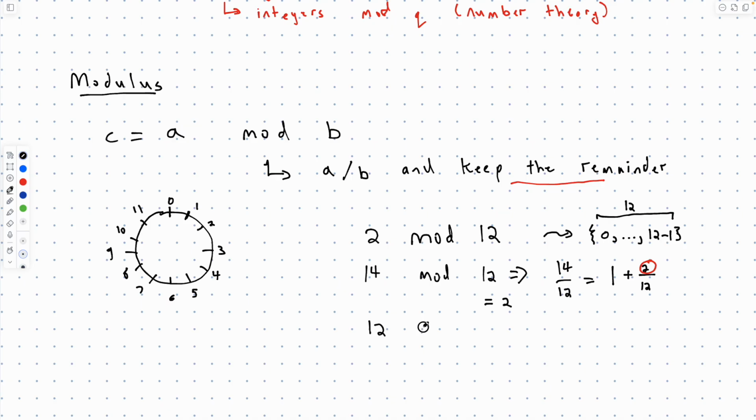What's 12 mod 12? 0. So if I do 12 divided by 12, I have 1 whole, and I don't have any remainder left. 12 over 12 is 1, so I can set that to equal 0. Does that sort of make sense?